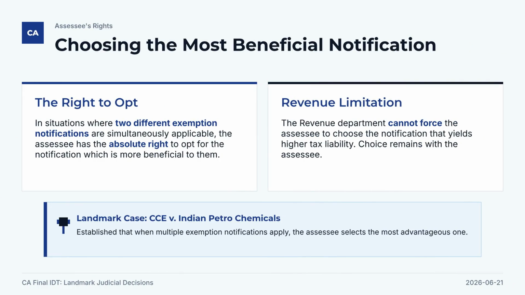Sometimes two different exemption notifications may simultaneously apply to the same transaction. In such cases, who decides which notification should be used? The Supreme Court answered this in the Indian Petrochemicals case. The assessee has the right to choose whichever notification is more beneficial. The Revenue Department cannot force the taxpayer to adopt the notification resulting in a higher tax liability. This principle recognizes that exemption notifications are intended to provide relief, and where multiple lawful options exist, the taxpayer may select the one that provides the greatest advantage. This rule frequently appears in examination case studies.